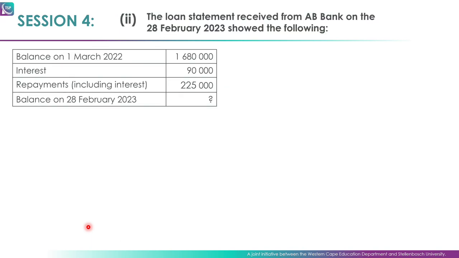For the second adjustment, we have the loan statement that was received from AB Bank on the 28th of February 2023, showing the following information. Now, I'm sure you've been doing this at school or have done it as well. Just to repeat, what this means is the 1.6 million, that's how much money we've been owing at the beginning of the year, right? And then we have an interest on a loan, which is obviously an interest expense.